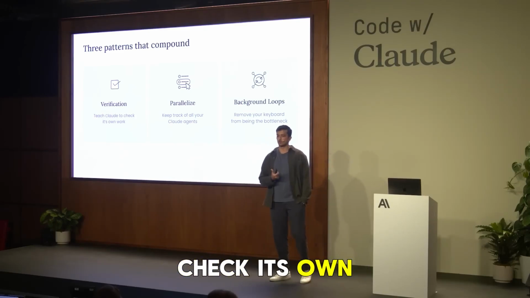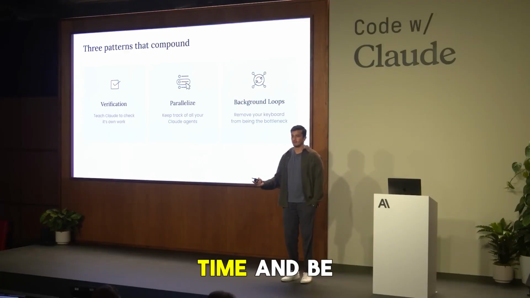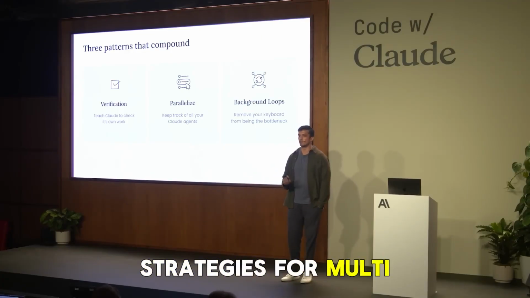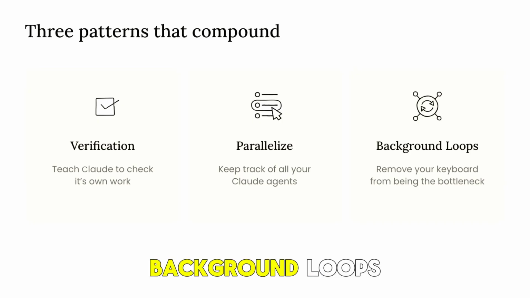Once Claude can check its own work and be more reliable, we can now run many Claudes at the same time and be confident that they'll be doing the right thing. So we'll be talking about strategies for multi-Clauding or parallelizing your work. And then finally, we'll end with background loops.